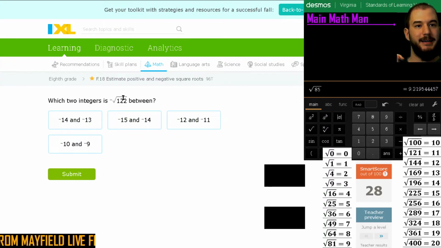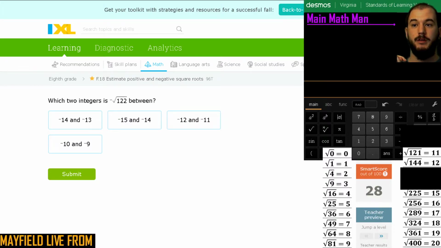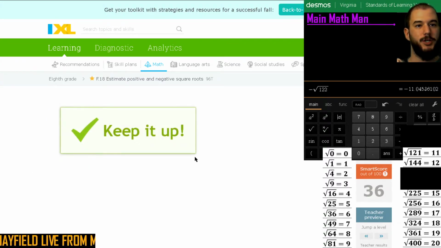What about the negative square root of 122? Well, I know that's going to be real close to 121, which is below 144, so it's going to go between two integers. Again, these are going to be two consecutive integers, meaning they're back to back. These two numbers have to be right after each other on the number line. So it's going to go between negative 11 and negative 12. Again, I can double check that with the negative square root of 122. That works out, and so we're good.